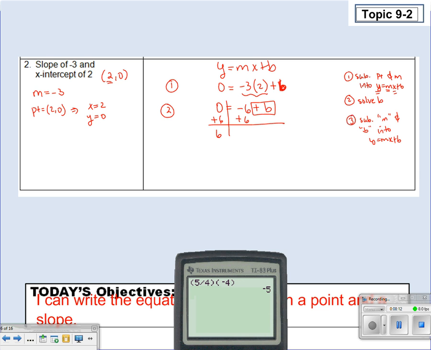We get 0 plus 6 is 6. Our -6 plus 6 cancels, and we're left with b. So b is equal to the number 6. So our last step, we know that m is -3. b is equal to 6. I apologize that my 6's and my b's look exactly alike. And then we'll put it back into our original equation. y equals, we know m is -3, we have our x, and then plus 6 for the b.